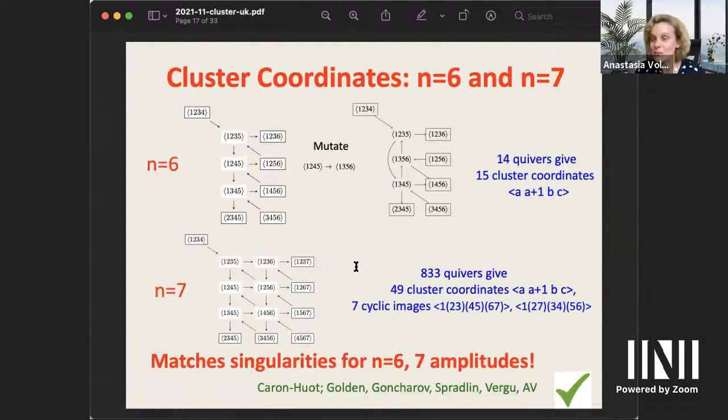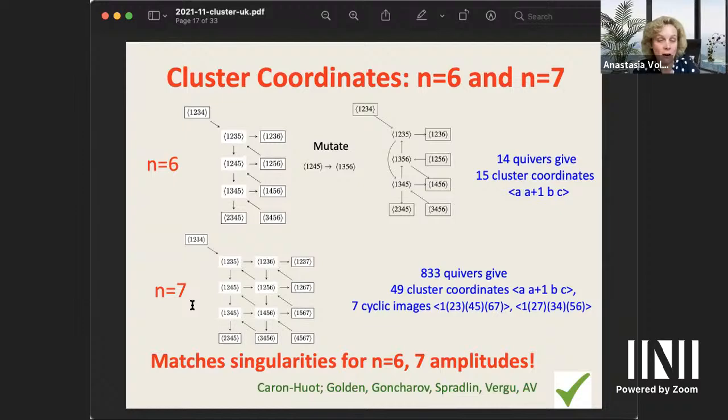And so let's look at this. Let's just take 6 and 7 points. This is the initial quiver for 6 points. We mutate. So for example, we mutate on nodes 1, 4, 5. We produce the following quiver, so we produce the coordinates 1, 3, 5, 6. You're very familiar with this. And of course, we get 14 quivers, and we get all 15 cluster coordinates for Gr(4,6).